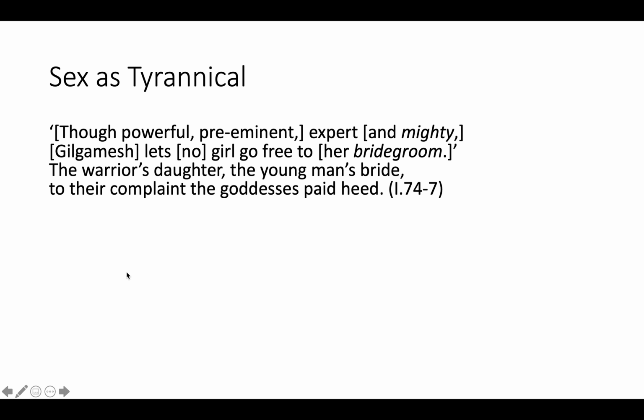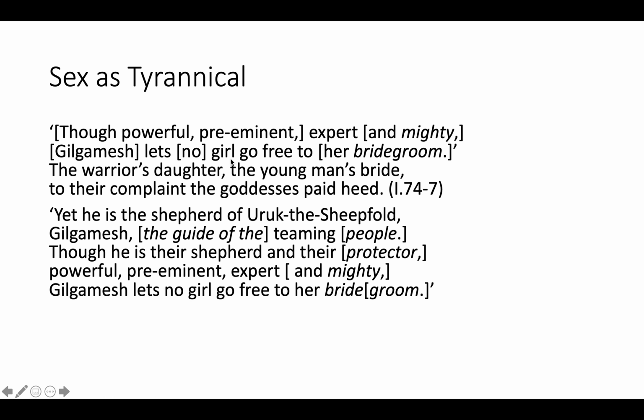So, what is going on with Gilgamesh here? He's powerful, he's preeminent, he's expert and mighty. Although he's all these good things, he does this. He lets no girl go free to her bridegroom. And the warrior's daughter, the young man's bride, are complaining to the goddess about this behavior of Gilgamesh, the fact that he's not letting a girl go free to her bridegroom.